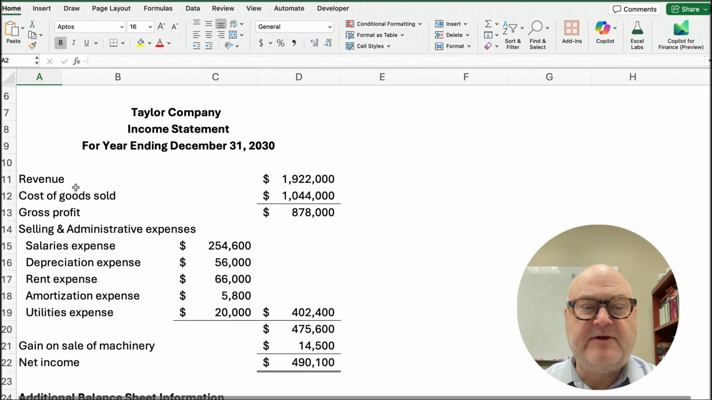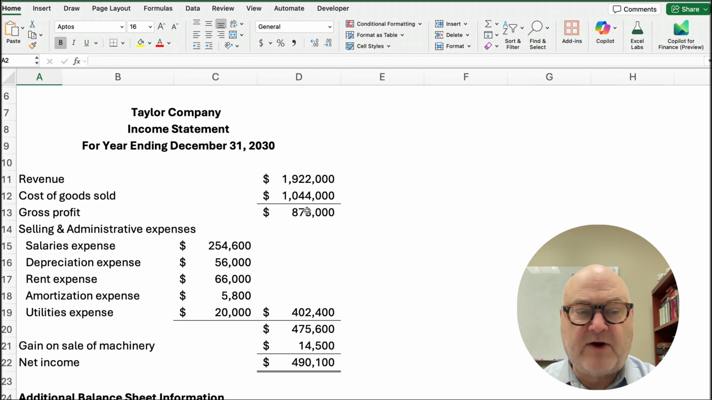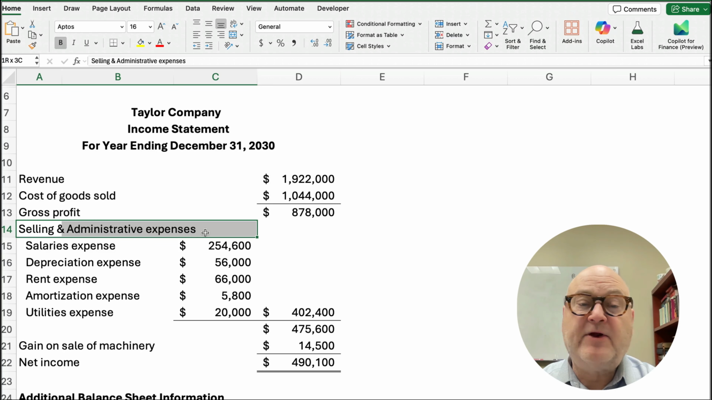So here's our income statement. We have revenue, cost of goods sold, and we get gross profit, and then we have some selling and administrative expenses. Now, S&A expenses could also be called SG&A, selling, general, and administrative, or just G&A, general and administrative, or operating expenses. One of the things that you need to know is there are several different names for the same thing. So you can call this operating expenses or G&A or S&A or whatever, and those are all the same things.